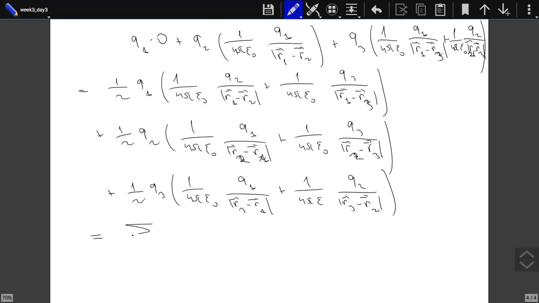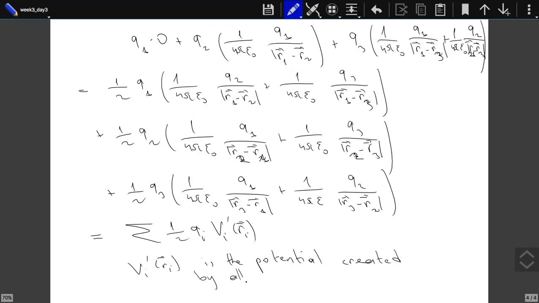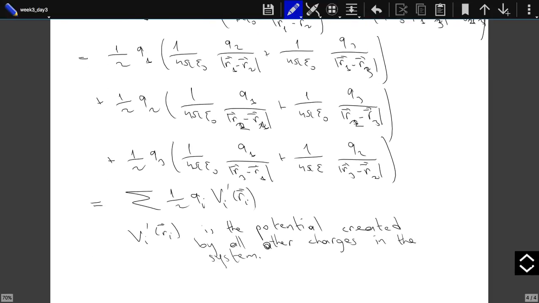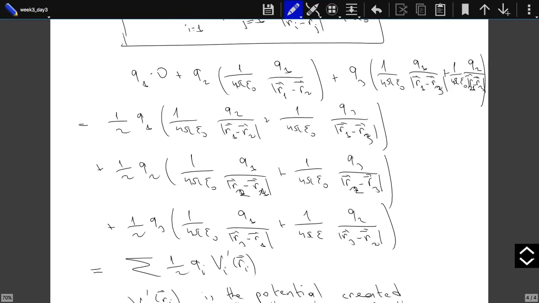and sum them up. So this is equal to 1 over 2 Qi, let me call it Vi prime at the position Ri, where Vi prime is the potential created by all other charges in the system.